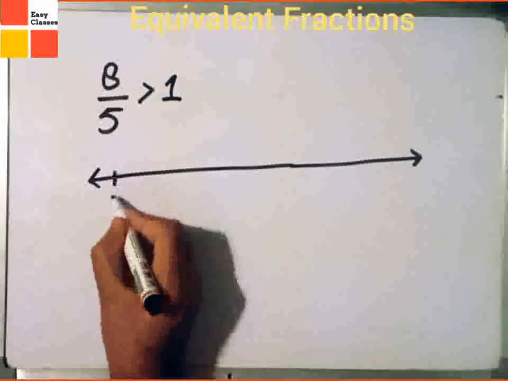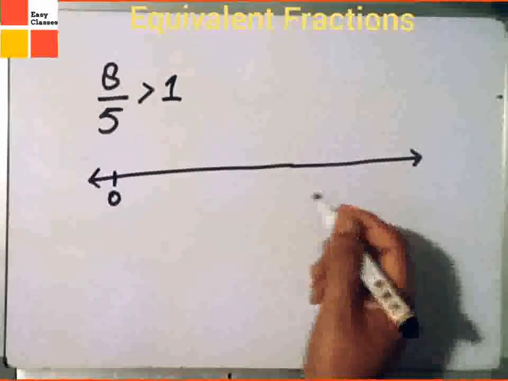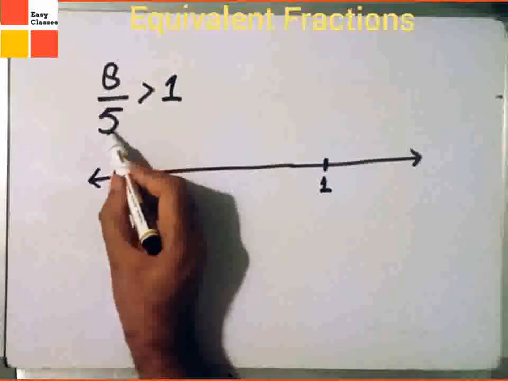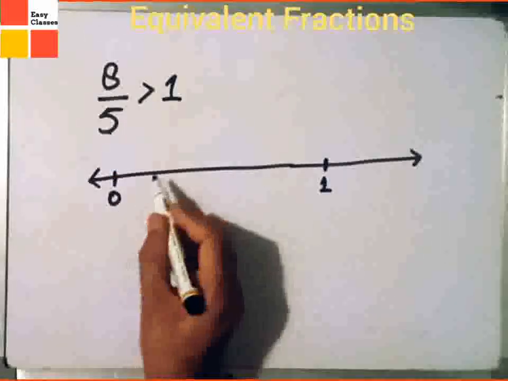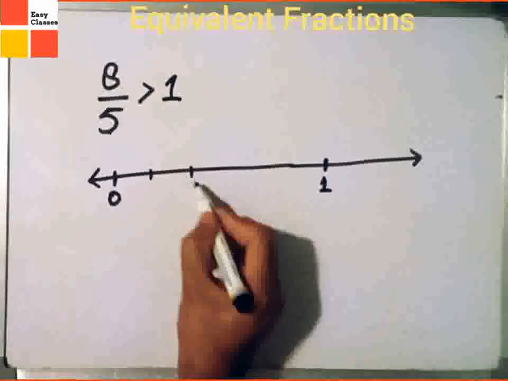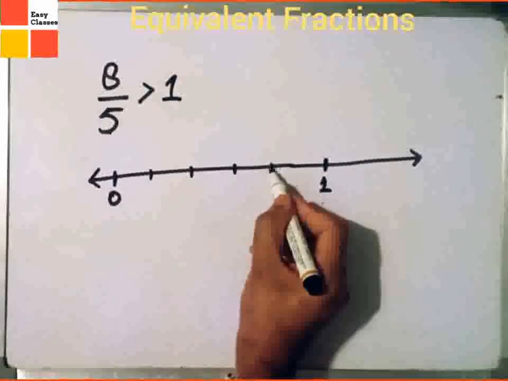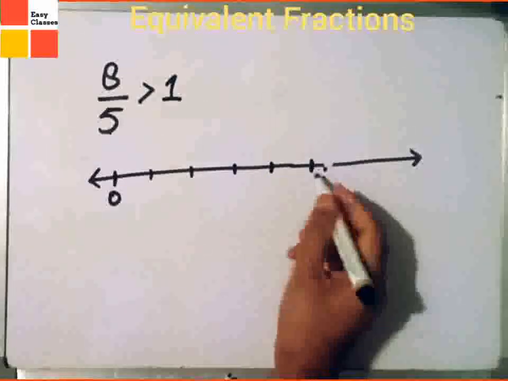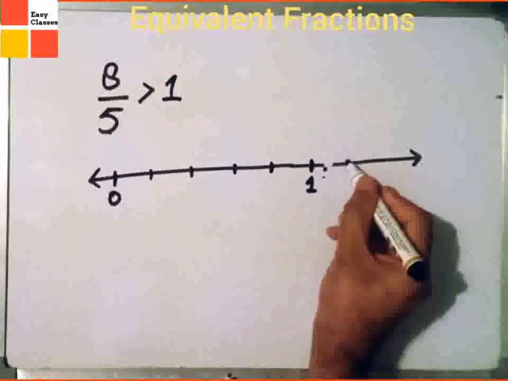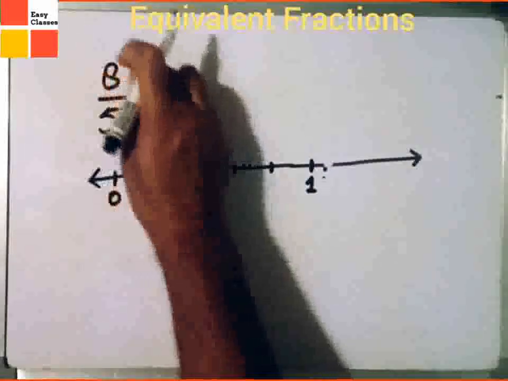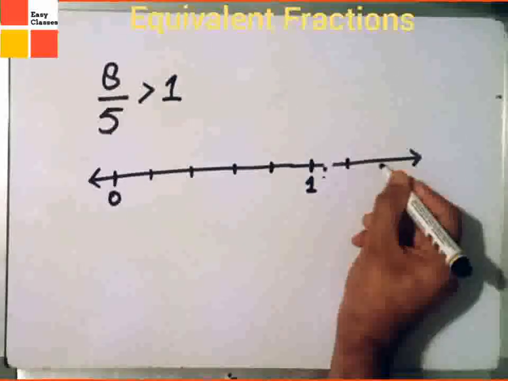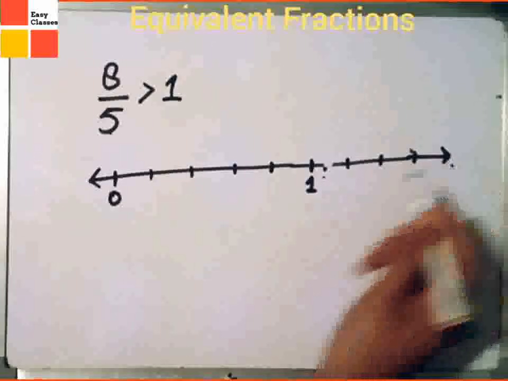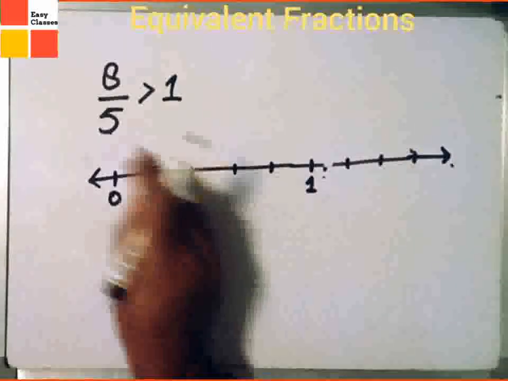So for example, this is 0. Say for example this is 1. Okay, so the denominator is 5. We will divide this distance into 5 equal parts. 1, 2, 3, 4, 5. Okay, this is 0, this is 1. Then 6, 7, 8. Now we have to divide this distance into 5 equal parts.